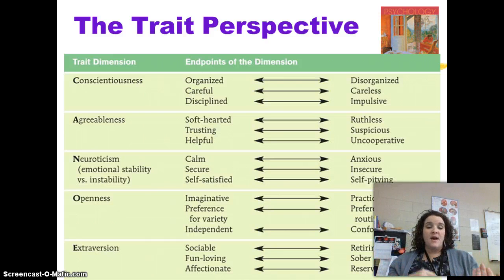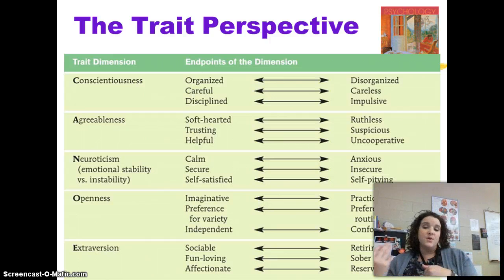And then for the E, you have extroversion. So sociable versus retiring. Are you fun-loving, or are you sober? Are you a very affectionate person, or are you more reserved?